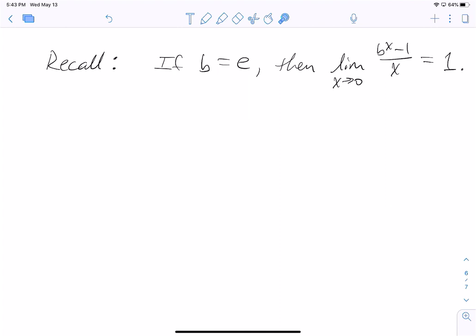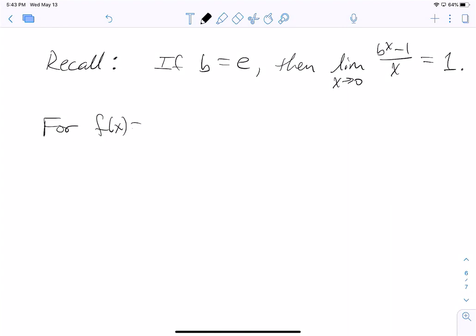We previously said that the limit as x approaches 0 of (b^x - 1)/x would be equal to 1 if the base was Euler's number e. We said that that was true by the definition of e. Here we're going to look at another definition of e.